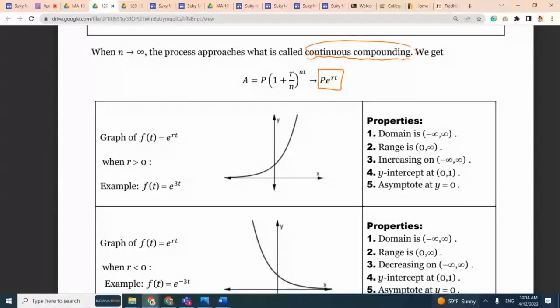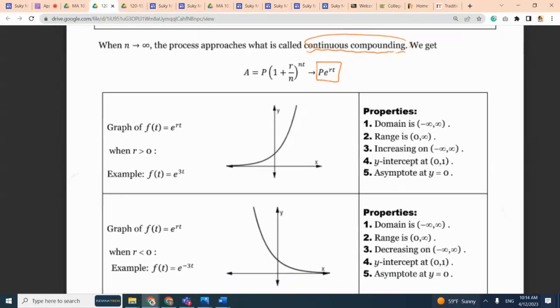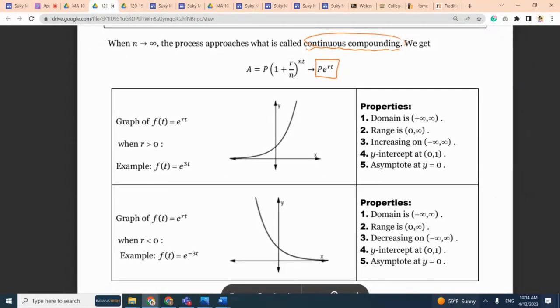So when n goes to infinity and r is fixed, your x also goes to infinity. Yes, everybody? So that's why we get, for continuous compounding, the formula P times e to the rt. So can I erase this? Or maybe I can wait a little bit.